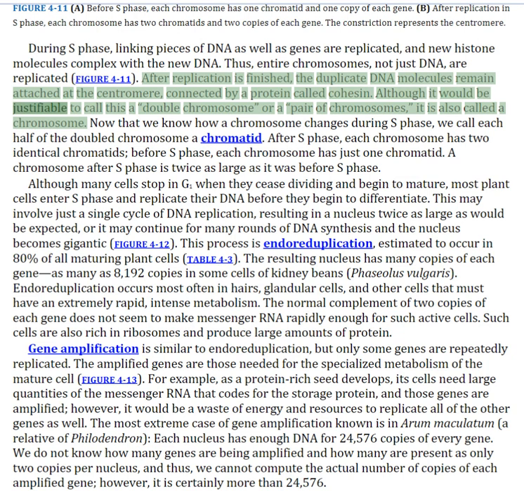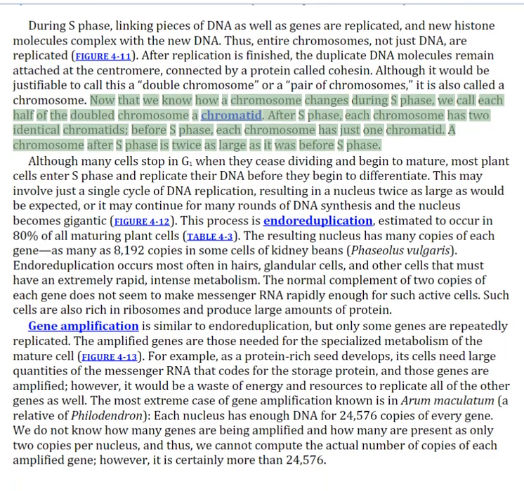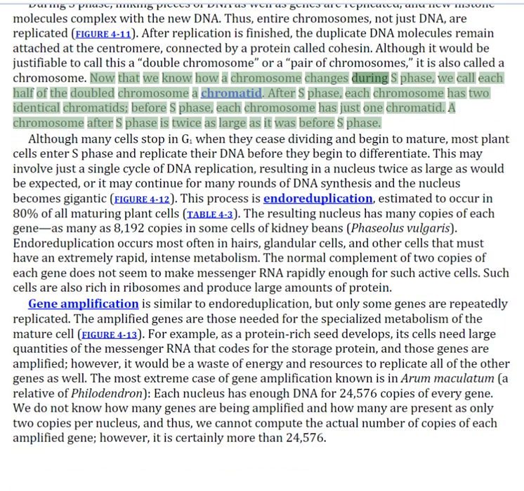Although it would be justifiable to call this a double chromosome or a pair of chromosomes, it is also called a chromosome. Now that we know how a chromosome changes during S phase, we call each half of the doubled chromosome a chromatid. After S phase, each chromosome has 2 identical chromatids. Before S phase, each chromosome has just 1 chromatid. A chromosome after S phase is twice as large as it was before S phase.